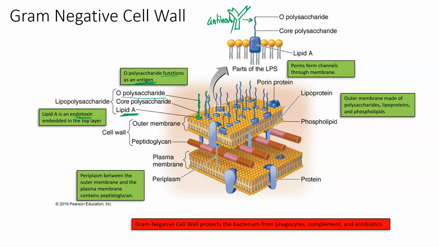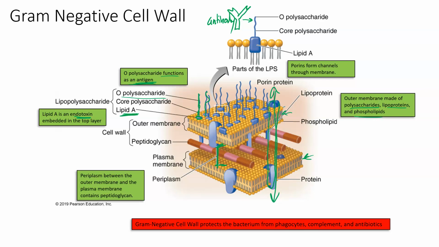You have porins that form channels through the membrane. So these pores are going to actually cause openings between both membranes and the cell wall that allows substances to get into and out of the cell. The outer membrane is made of polysaccharides, lipoproteins, and phospholipids. It's going to be roughly the same composition as our internal membrane, but there is a little bit of extra stuff, only because it is totally on the exterior. This one is a little more protected than this one. And the periplasm is the space between the two membranes where the actual cell wall is embedded.